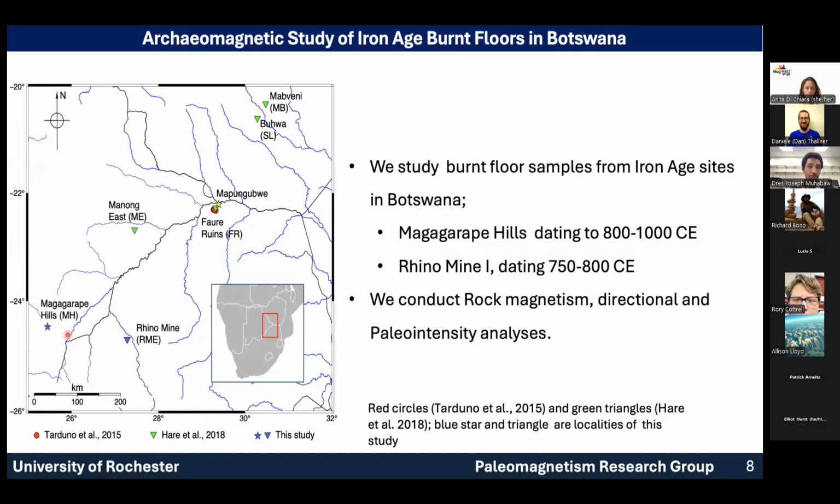Magagarape Hills, which is found in Botswana, and these Rhino mines. Basically, for the Rhino mines we have the directional data, but we don't have the paleointensity data. And for this one, we are doing both intensity and directional data. For now, the age for Magagarape Hill is dated to 800 to 1000 Common Era, and the Rhino mine is dated to 750 to 800 Common Era. So we conduct a series of rock magnetism, directional, and paleointensity analyses for these sites.